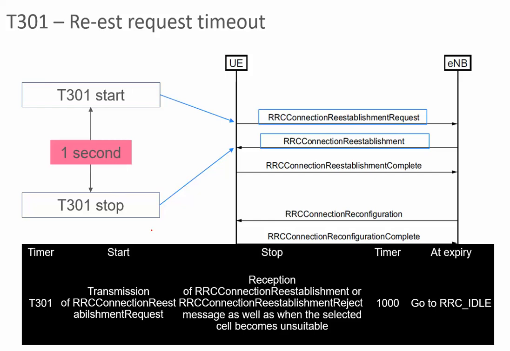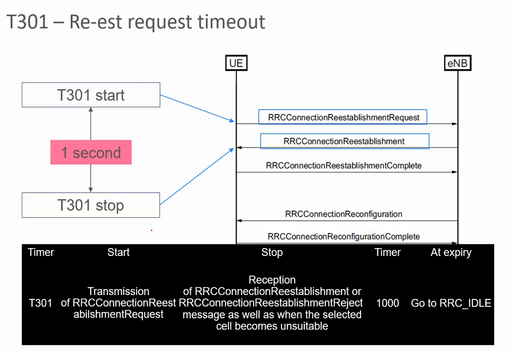Why do we need to understand this? Because the UE sends an RRC connection re-establishment request to the eNodeB when there is an RLF, radio link failure, or a synchronization issue. Due to the RRC drop, the UE tries to re-establish the connection, so the UE sends an RRC connection re-establishment request to the eNodeB, and after that the UE is waiting to get a response against this request.